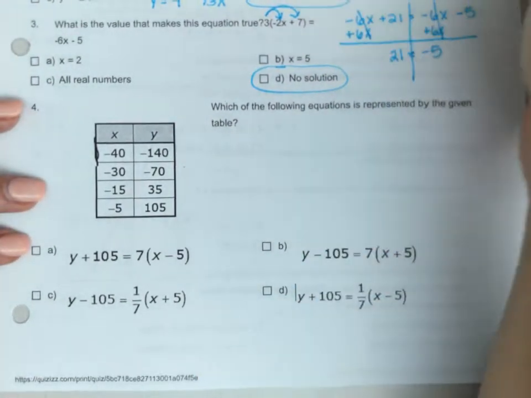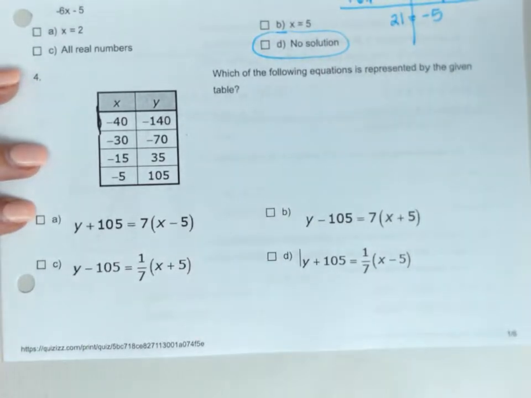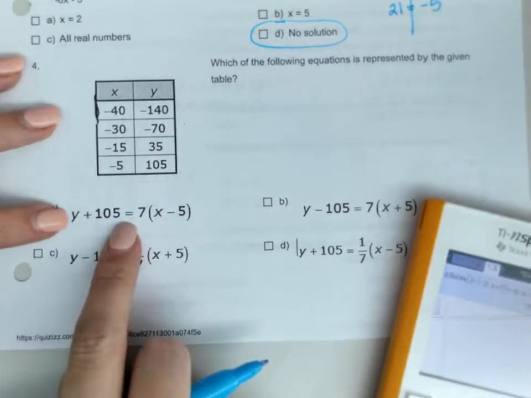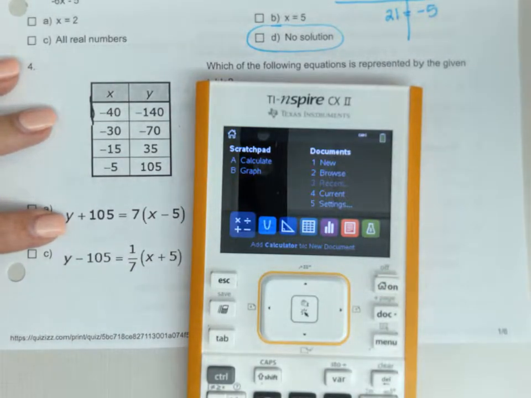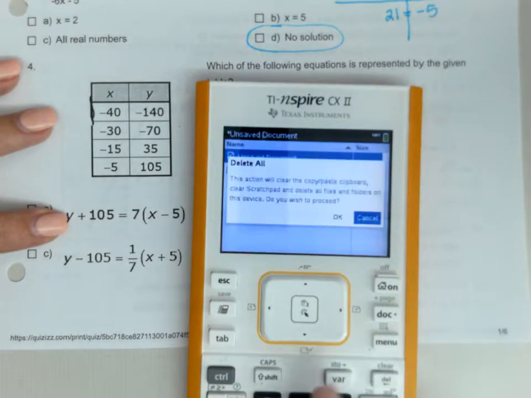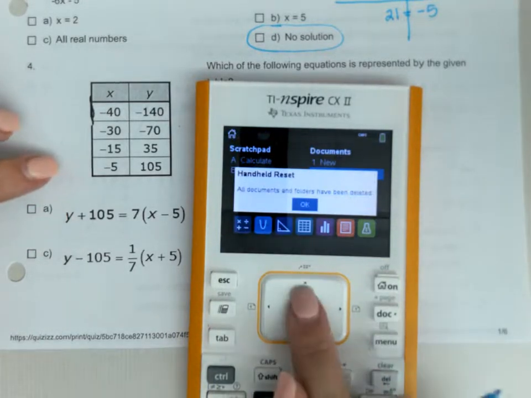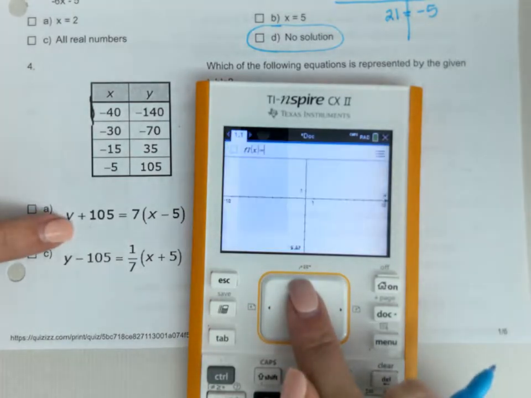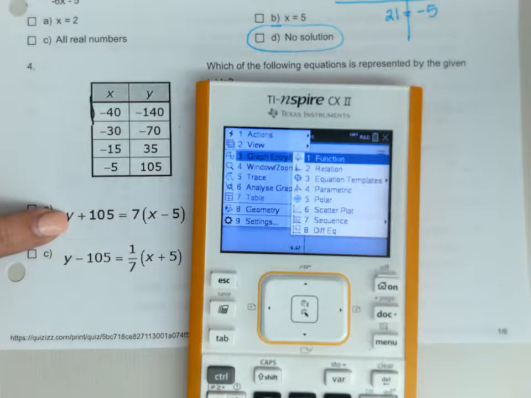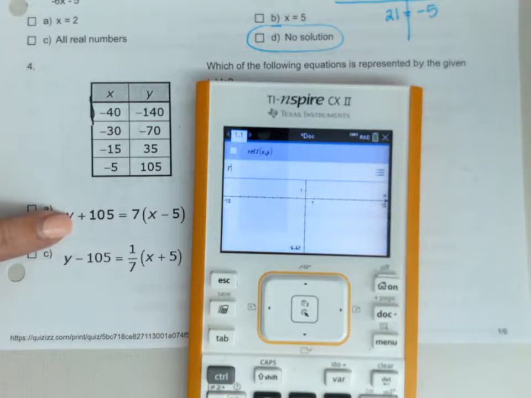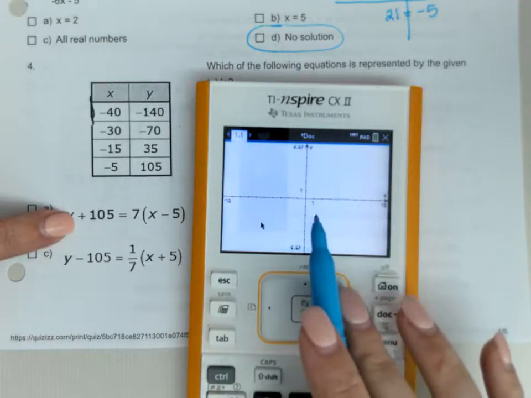Which of the following equations are represented by the given table? These are equations right down here. We can put these in our calculator. I'm going to go ahead and clear everything. So we go home to menu C. And then I'm going to go to my graph so I can type in these equations. These are relations because it's not y equals. So menu 3, 2. And we get y plus 105 equals 7 parentheses x minus 5, close parentheses. I don't see anything on my graph, but it doesn't matter.